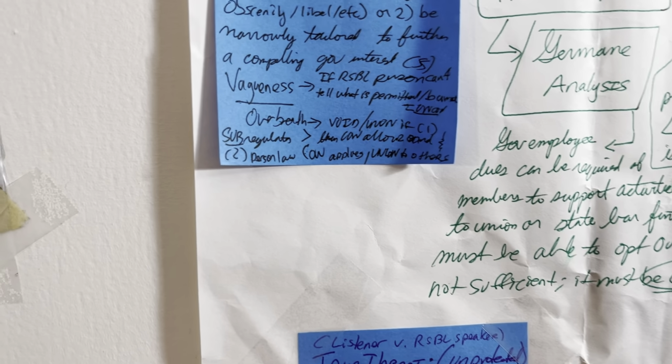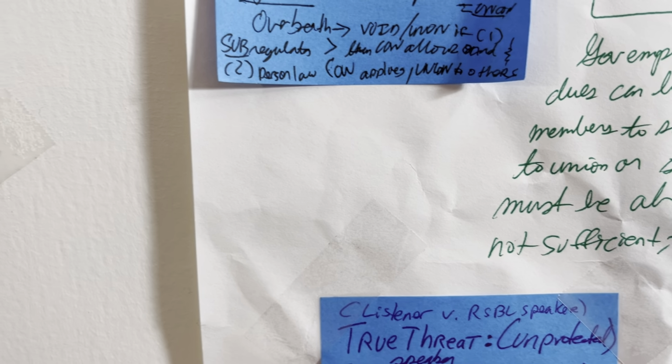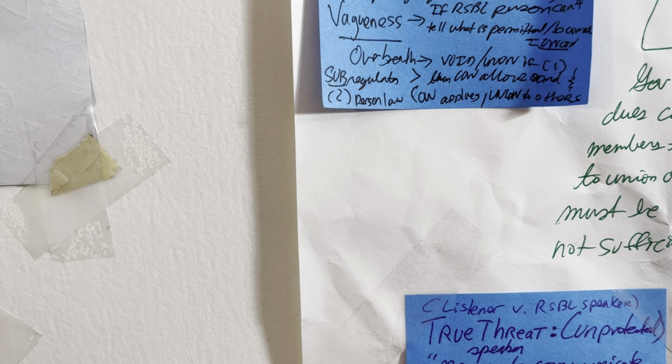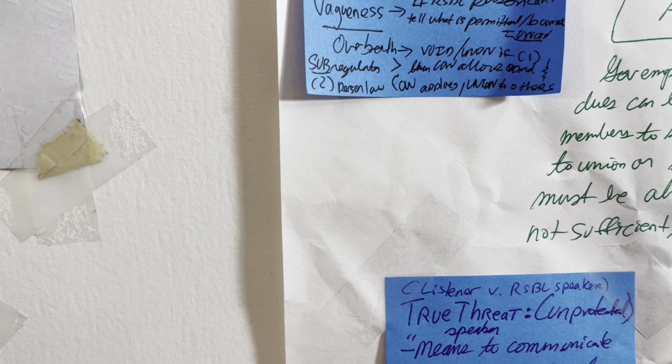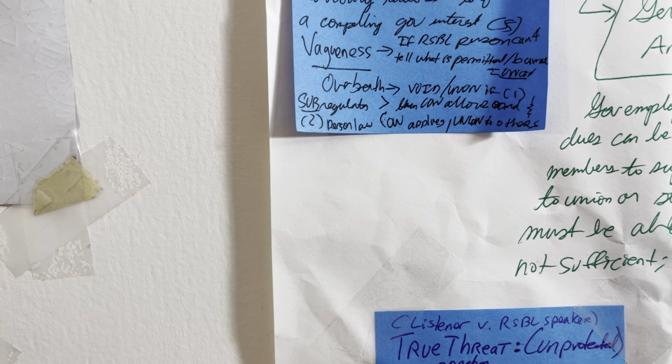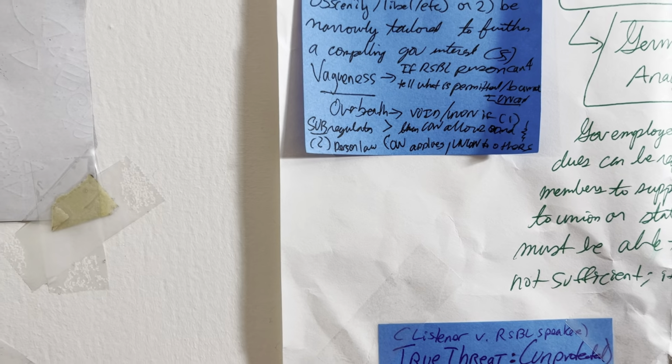There was the listener versus reasonable speaker. A true threat is usually unprotected. Unprotected means to communicate a serious expression of an intent to commit an act of unlawful violence to a particular individual or group of individuals.